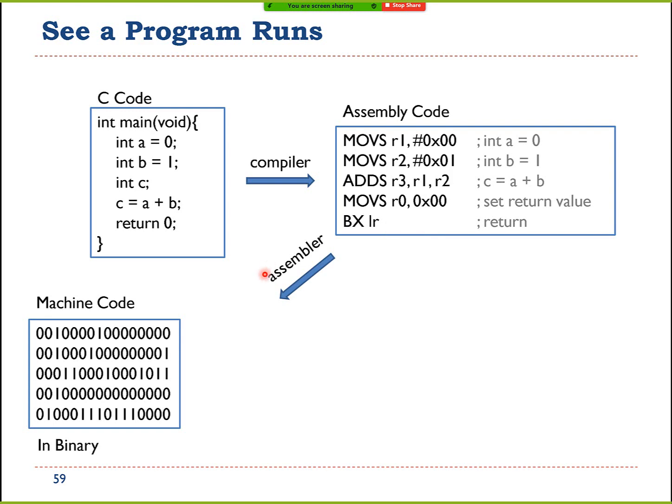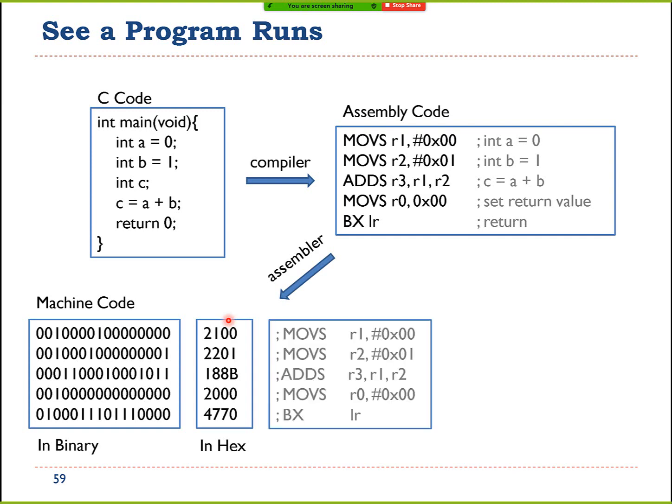After the assembler, it will generate the machine code in binary, and this will be executed by our processor. This machine code can also be represented in hex, which is easier for us to write. Basically, this is what is executed, and this is the operation it does in assembly.